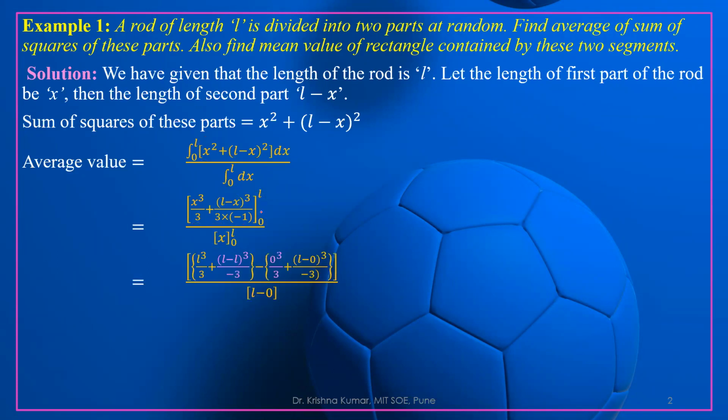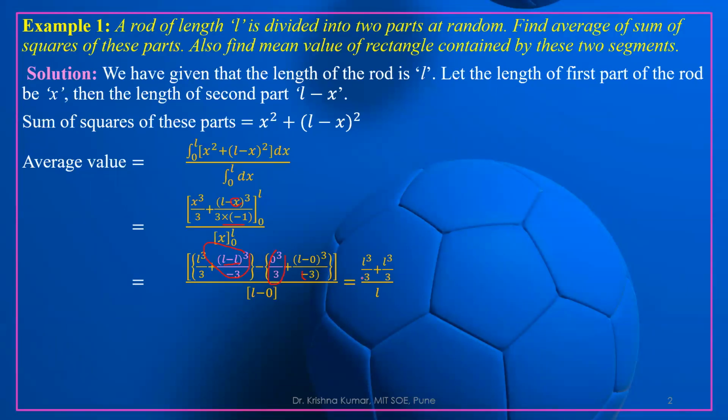Let us put the limit. So upper limit: L cube upon 3, minus (L minus L) whole cube upon -3, because 3 into -1 is equal to -3. Lower limit is what? It is 0 upon 3, and this x will become 0. So (L minus 0) whole cube upon -3. So this part is 0, and this part is 0.